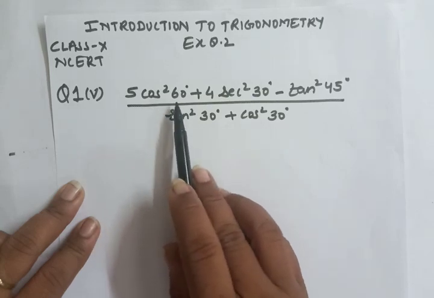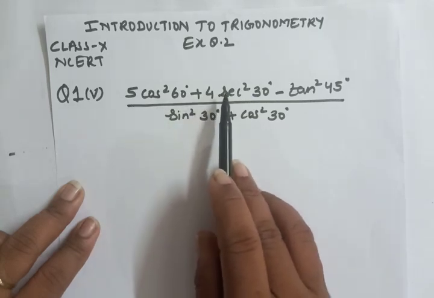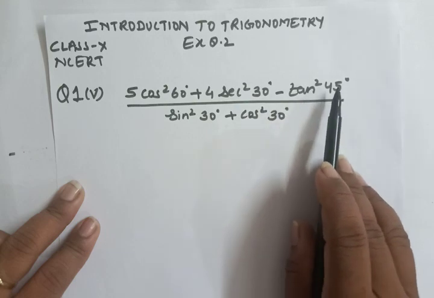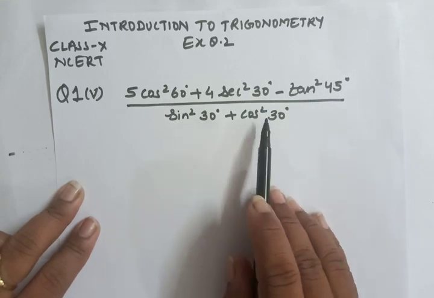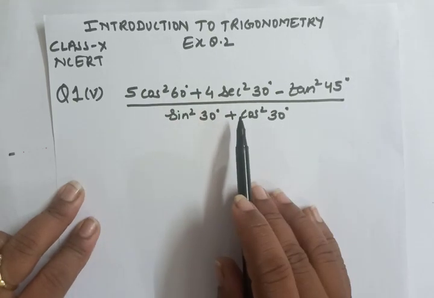5 cos square 60 degree plus 4 sec square 30 degree minus tan square 45 degree, whole upon sin square 30 degree plus cos square 30 degree. We need to find out the value of this.